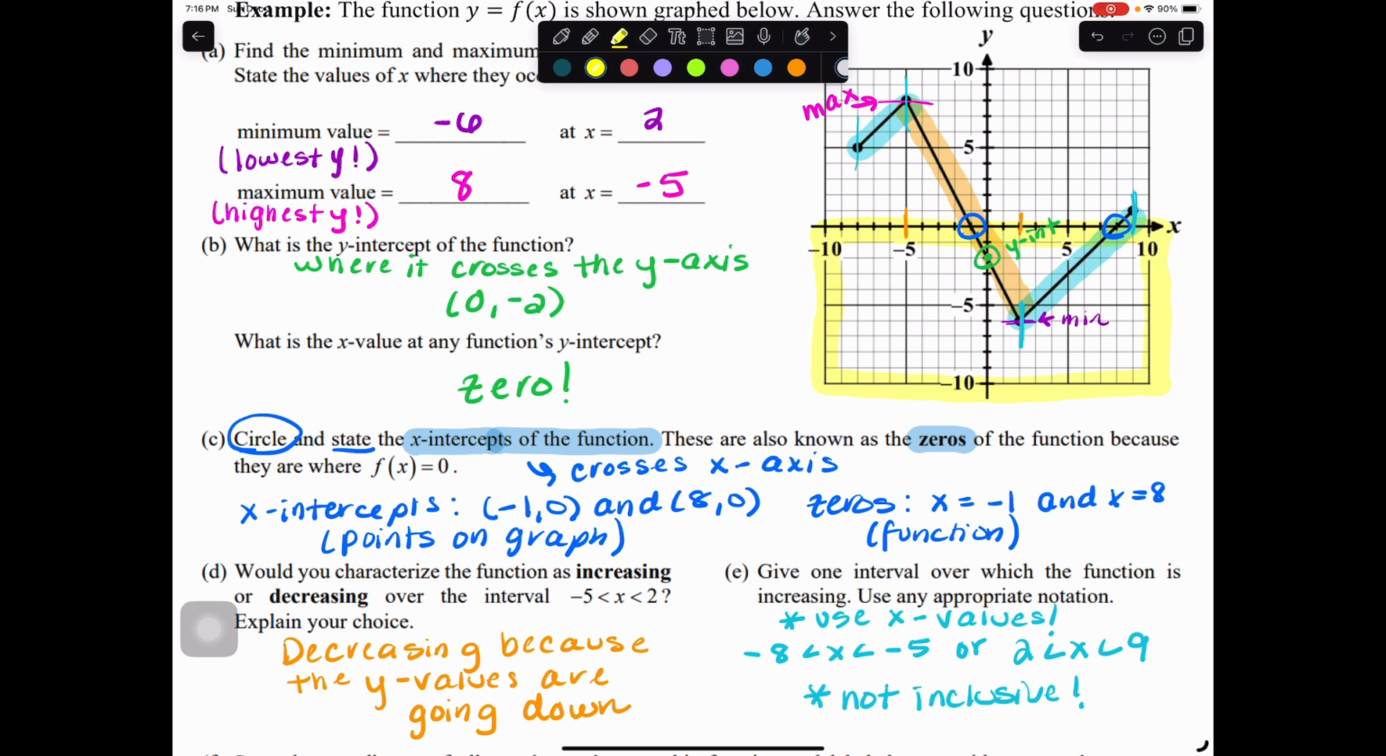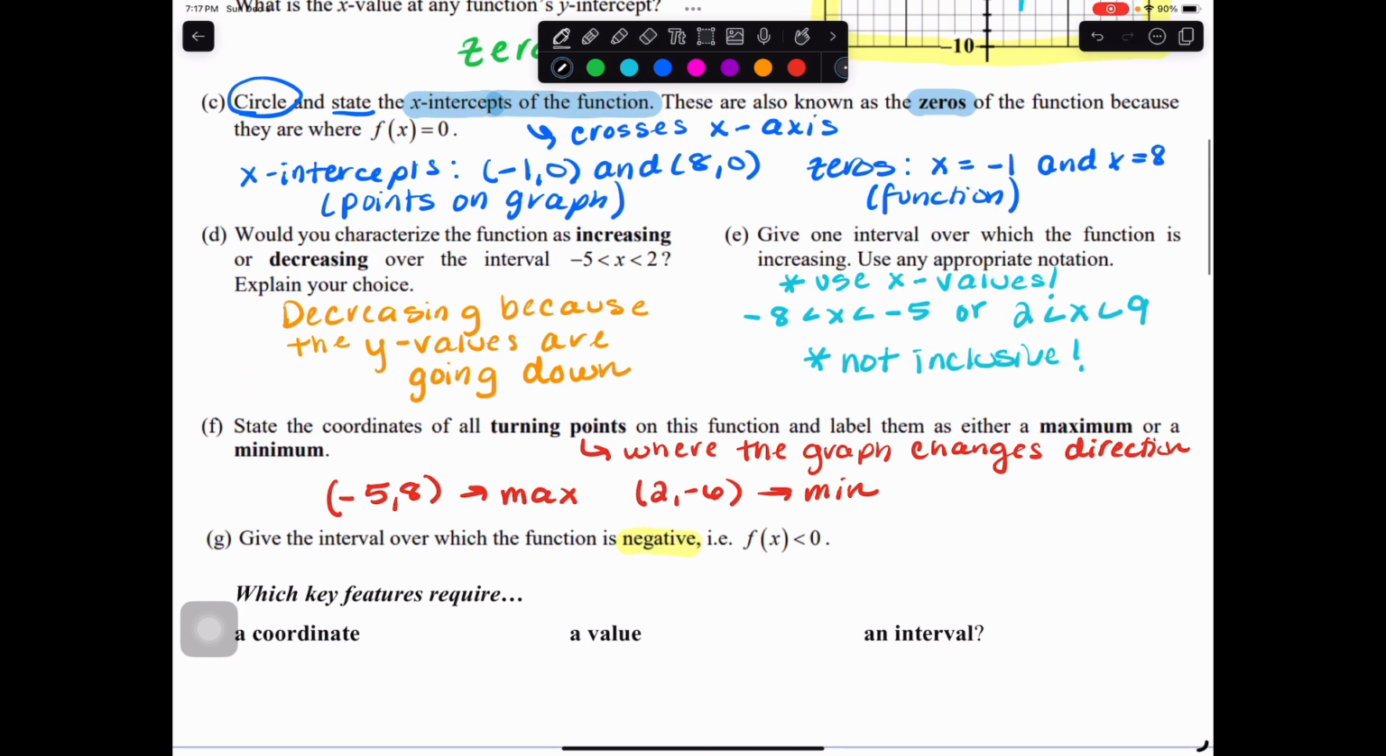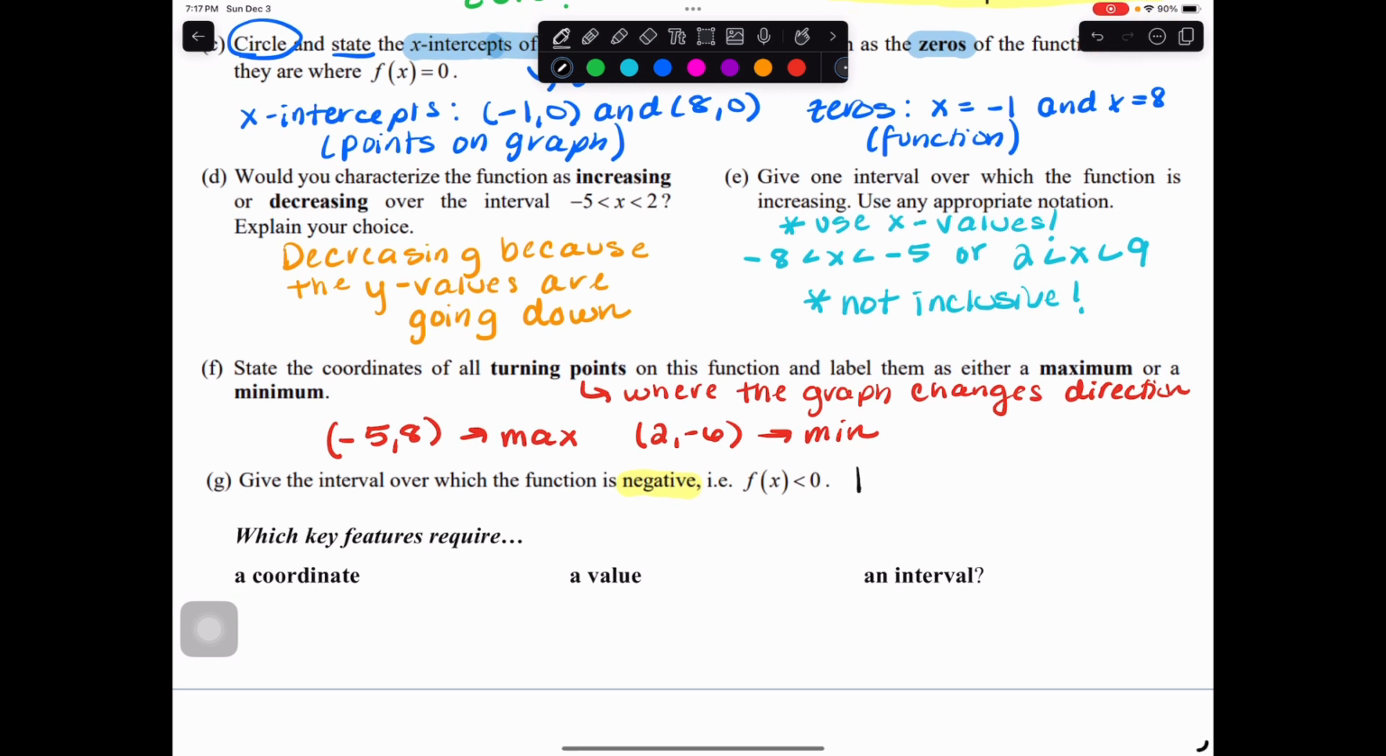So that's happening when we look at the graph between this point right here at x equals -1 and this point right here at x equals 8. Anything above that would be considered positive. So it's negative wherever it is below 0. And that's happening from -1 less than x less than 8.